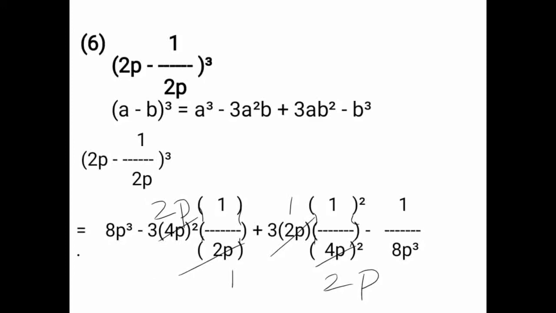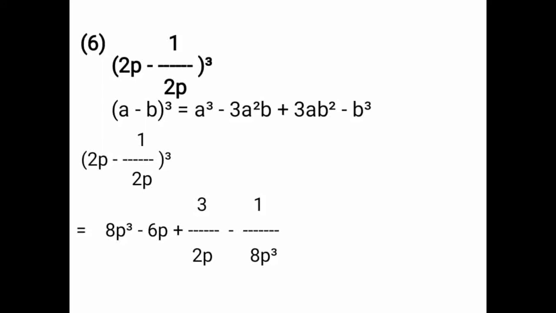Now plus 3ab square, first multiply the numerator. 3 ones are 3, 3 ones are 3. And on the denominator what is left? 2p, that is plus 3 upon 2p. So the next step answer is 8p cube minus 6p plus 3 upon 2p minus 1 upon 8p cube. This is the final answer.